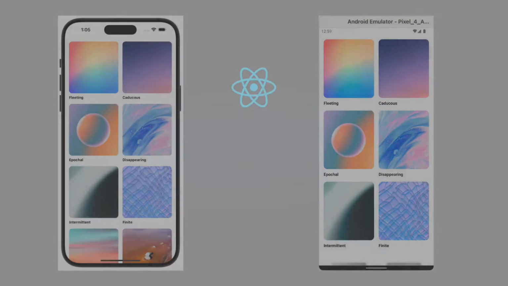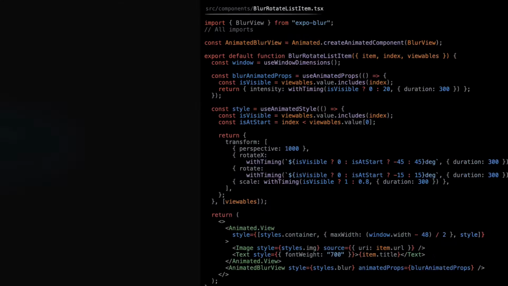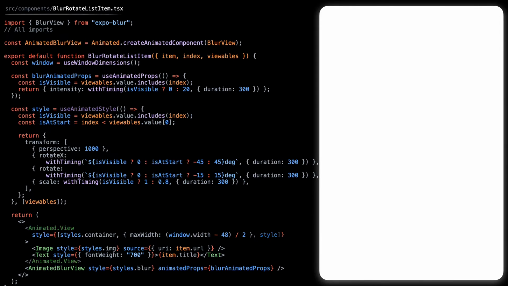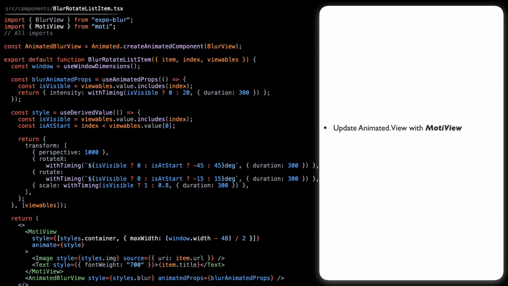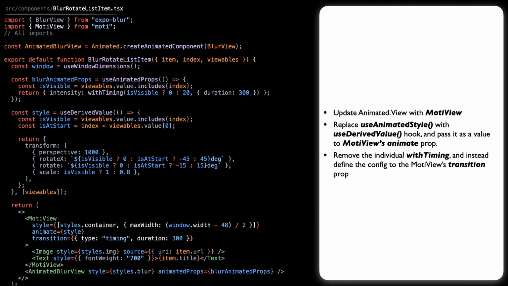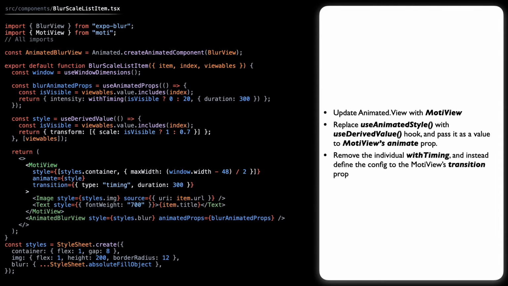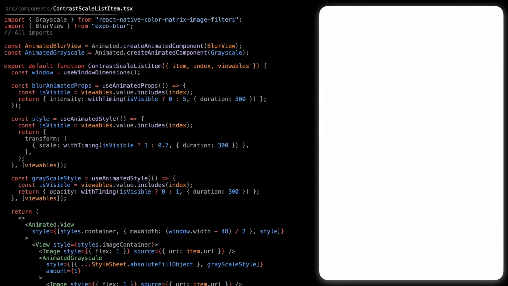Next, let's see what we would change if using Reanimated with Moti. First, change the container view with Moti view and animated style with derived value, and apply it to the Moti view's animate property. Then remove the individual with timing usage and directly define the config in the Moti view's transition prop. That's it. We can do similar changes for the second animation and the third one.